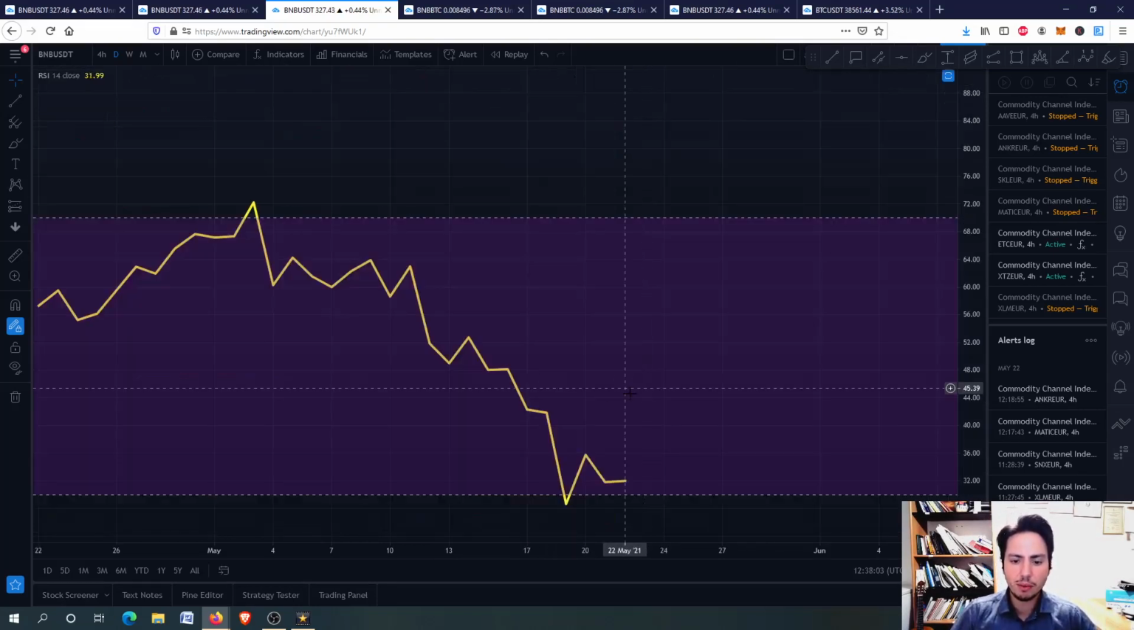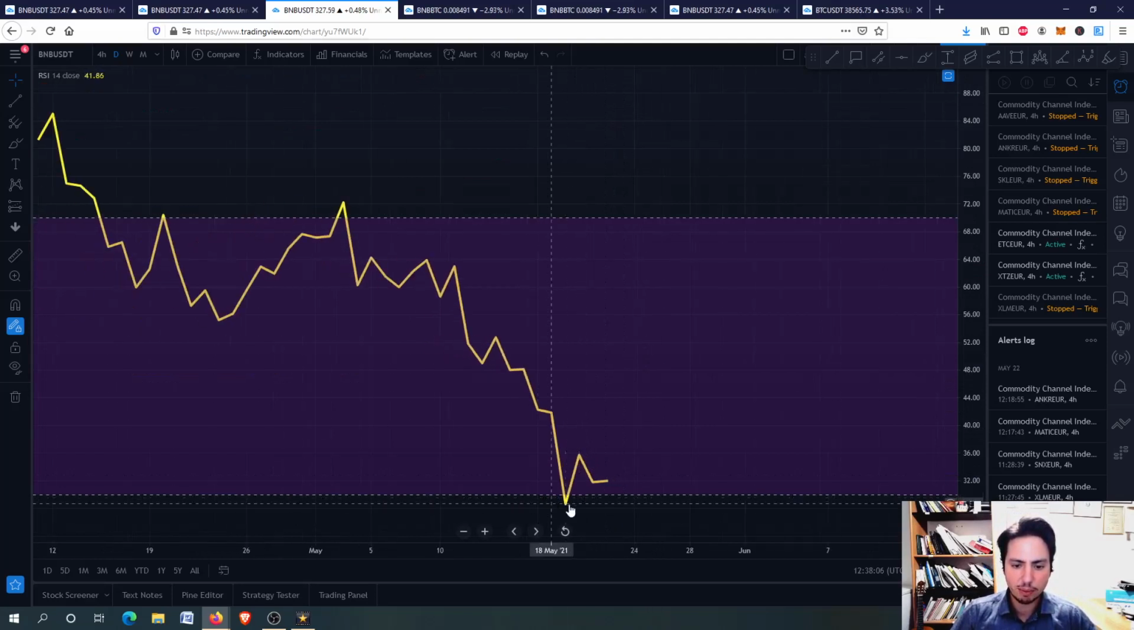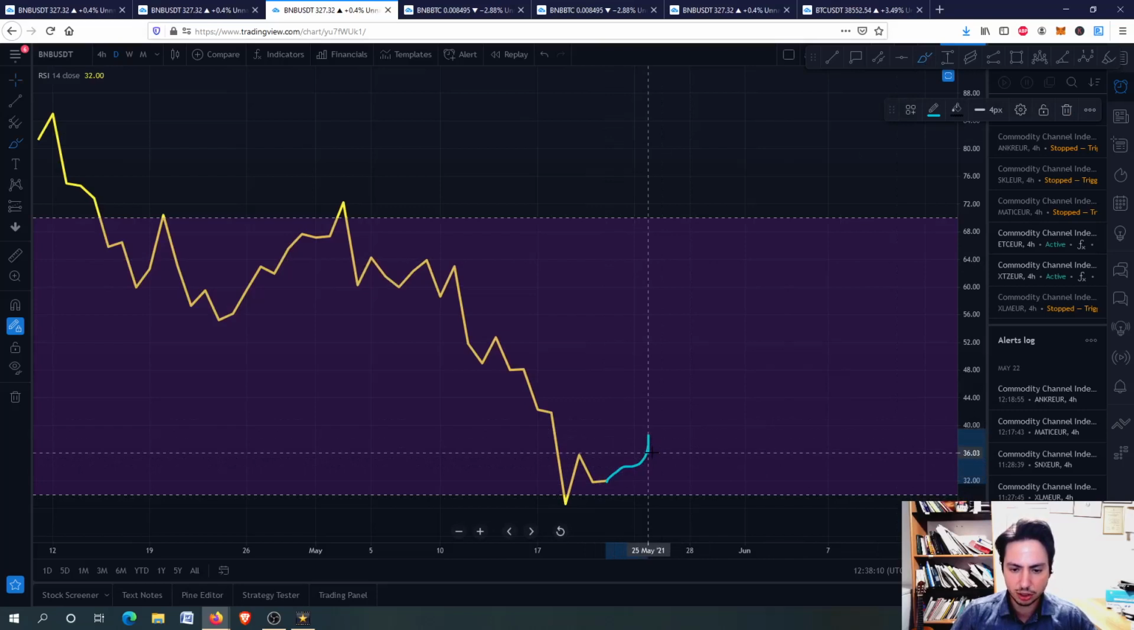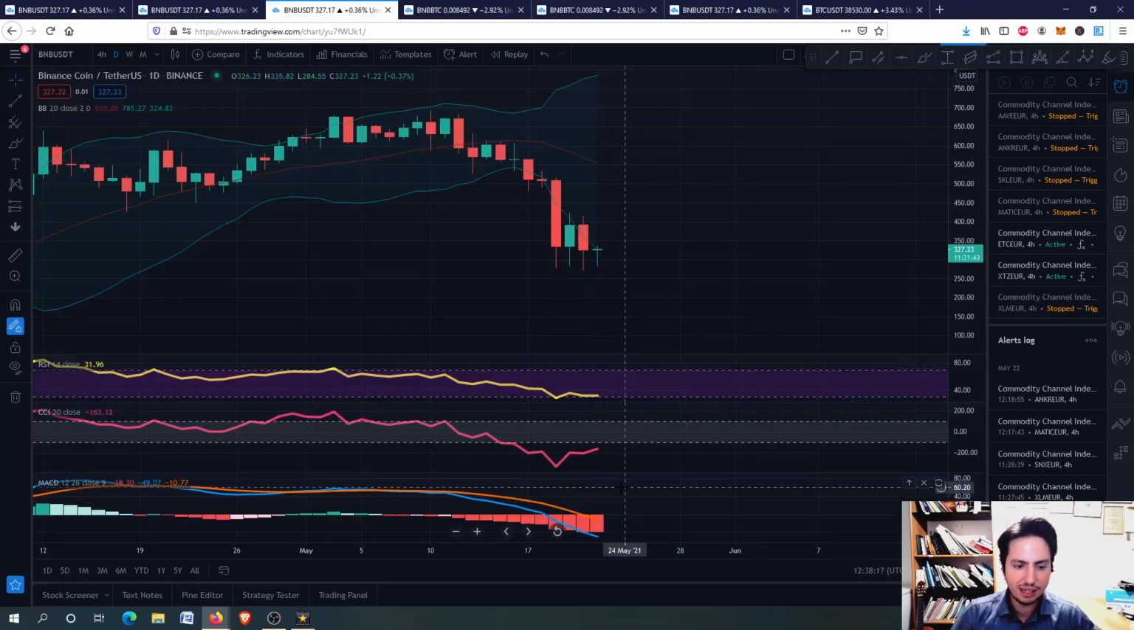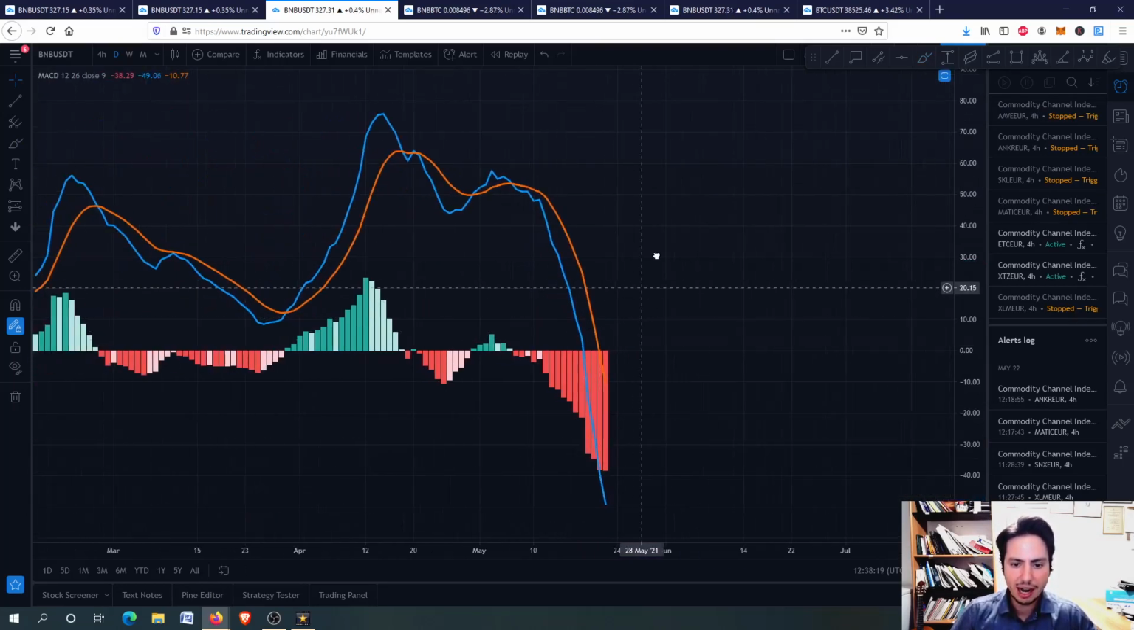Let's see the daily frame on the RSI. You can see here, guys, we approach the 30. What we want to see now for BINANCE COIN is going upwards, making a reversal trend, and not on the daily frame go even more downwards. Because right now, if I go to the daily frame on the MACD, we are very bearish.